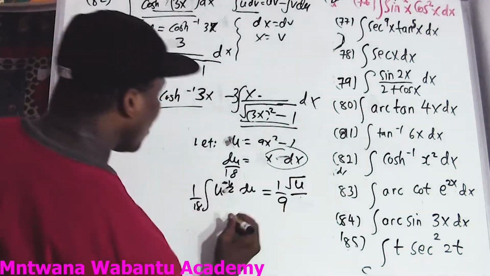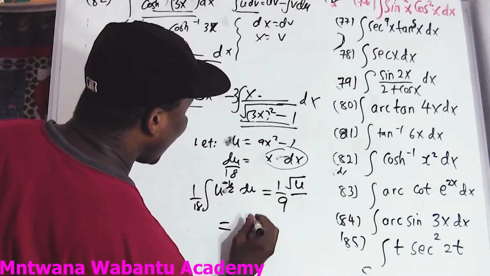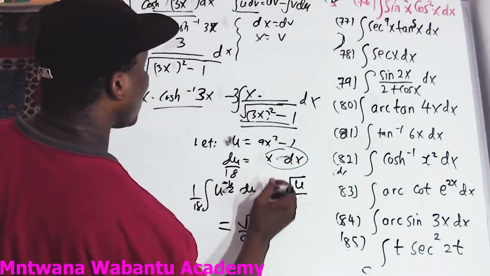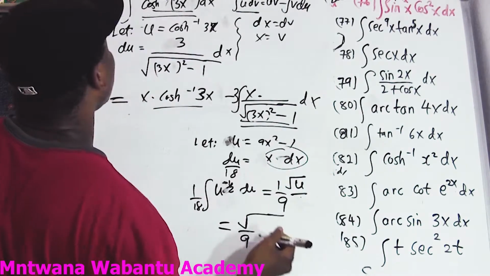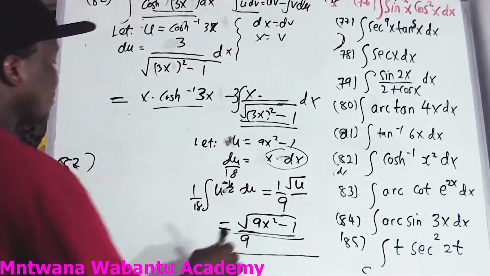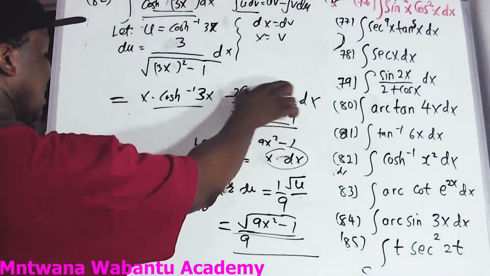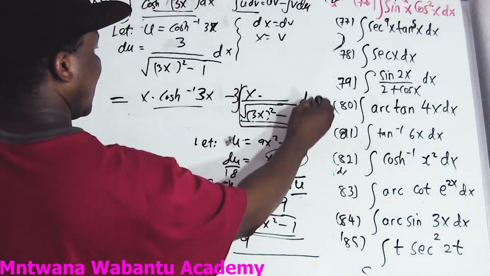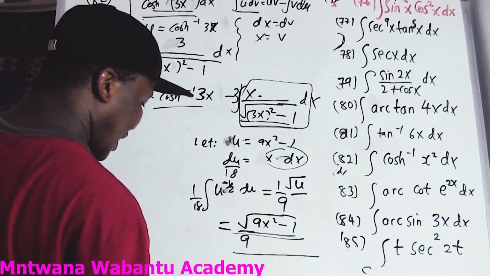Okay, but we know u, so this is going to be 1 over 9. We know the value of u. What is u? u equals 9x squared minus 1. So 9x squared minus 1. Okay, so all this stuff, when you integrate these, we get 9x. So I can replace that one.